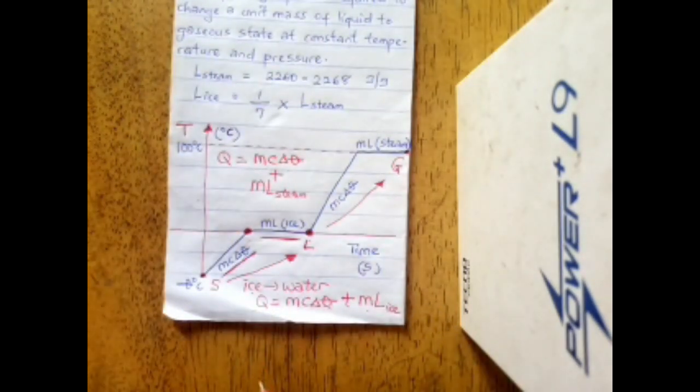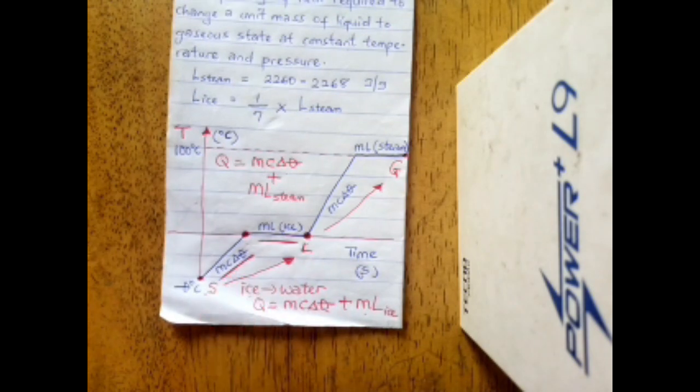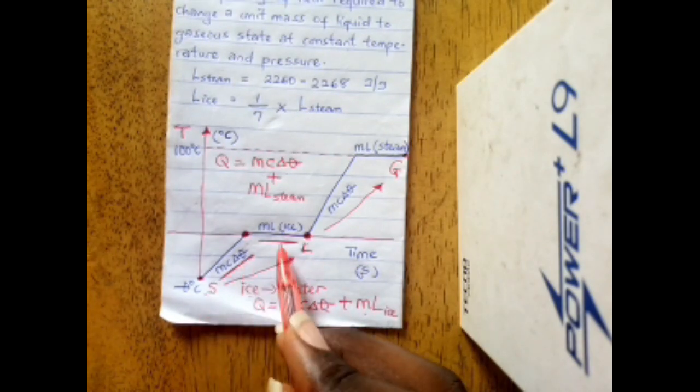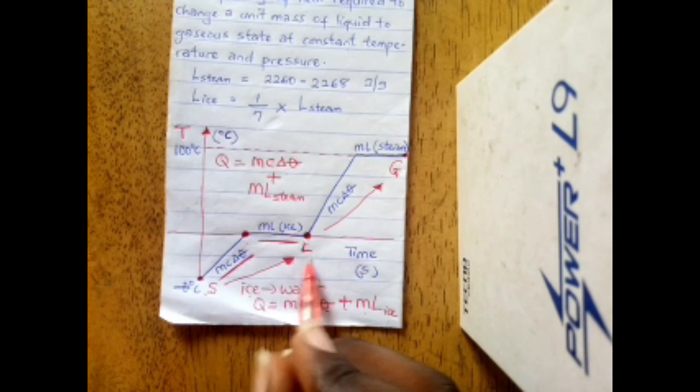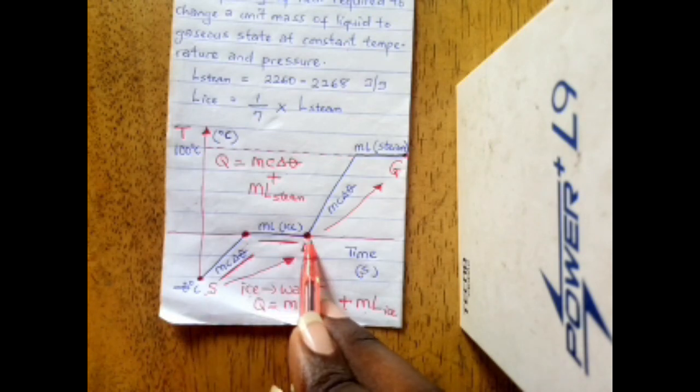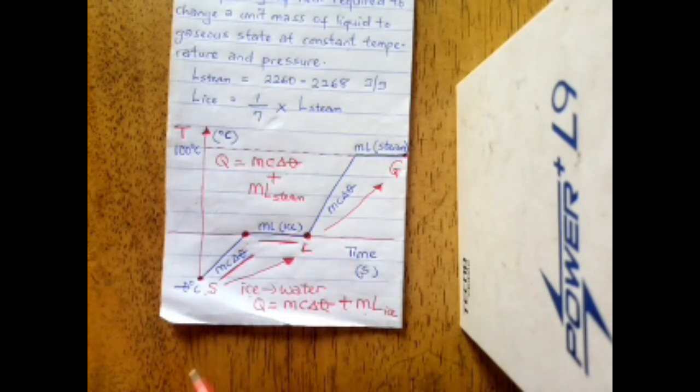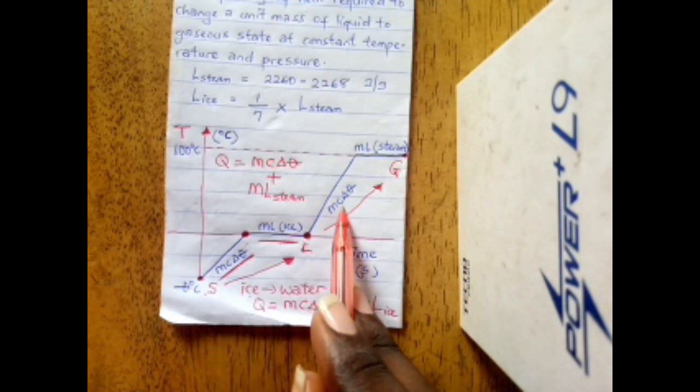This temperature-time graph is a simple chart we'll be using when we are solving questions. To convert a solid to a liquid, you need the heat required to raise its temperature, plus the heat used to transform it from the solid state to the liquid state. Now, on getting to the liquid state, the heat required to raise the temperature further to attain a gaseous state is the heat capacity here.